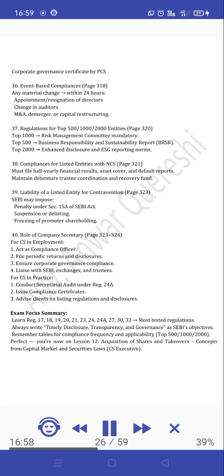40. Role of company secretary, page 323, 324. For CS in employment: 1. Act as compliance officer. 2. File periodic returns and disclosures. 3. Ensure corporate governance compliance. 4. Liaise with SEBI, exchanges, and trustees.